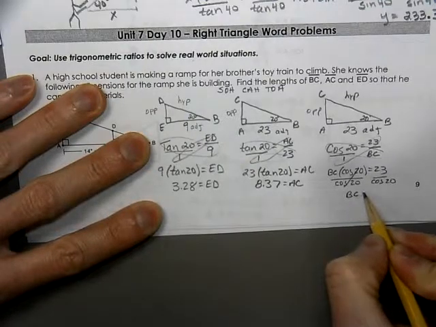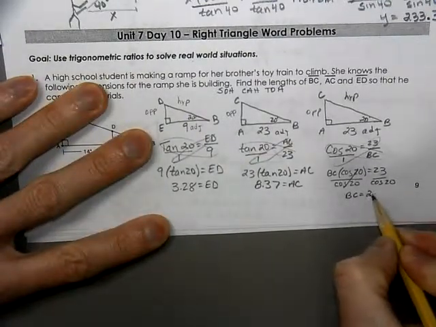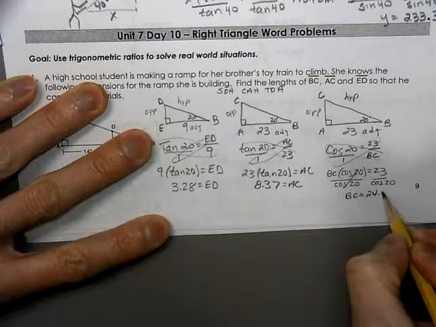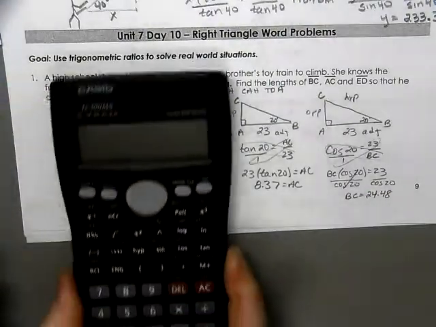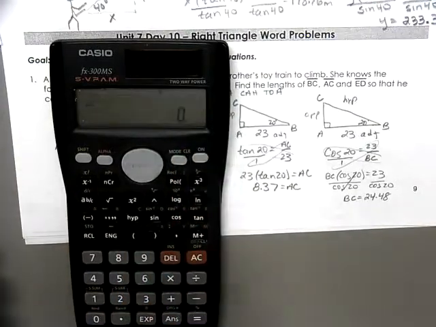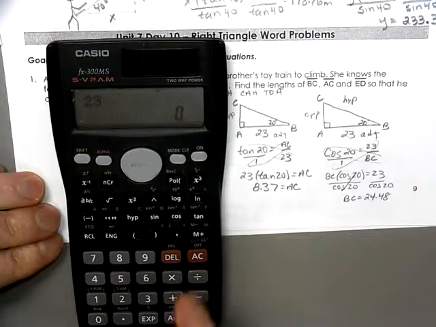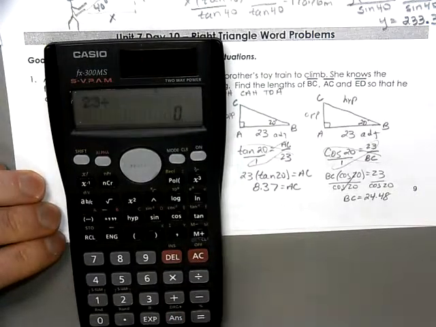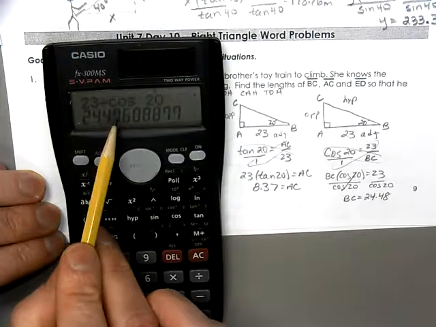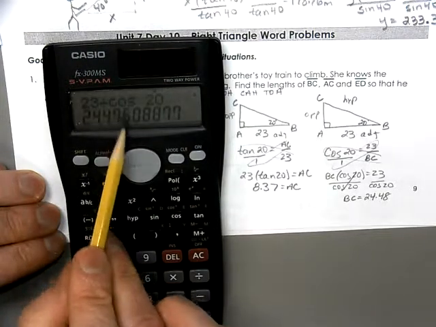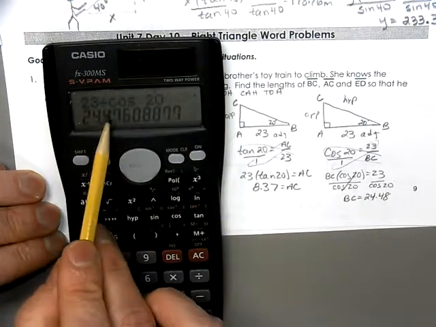That'll get BC all by itself to give us, using your calculator, 24.48. So if you wanted to bring in your calculator, in this case it would be 23 divided by the cosine of 20. Gives us 24.476, and because the 6 is 5 or bigger, it turns that into a 48.